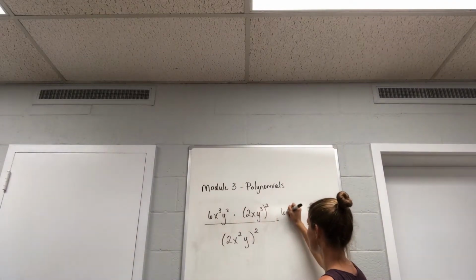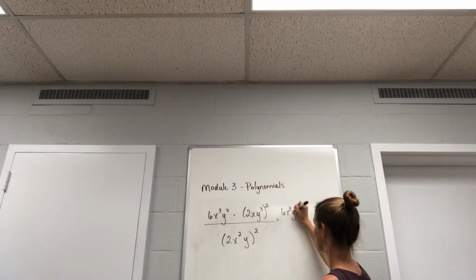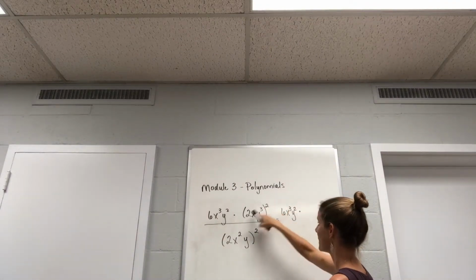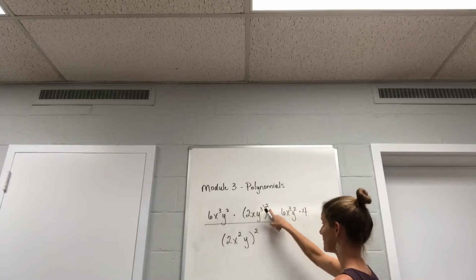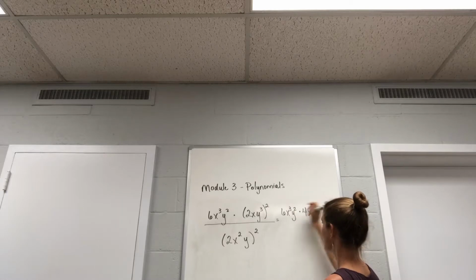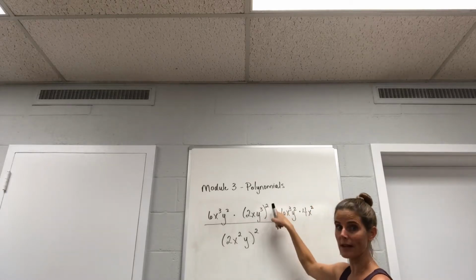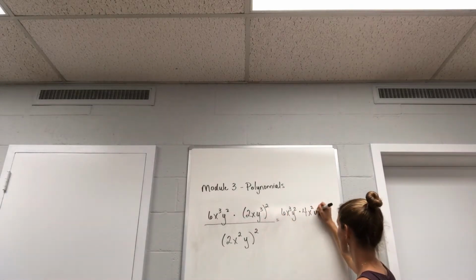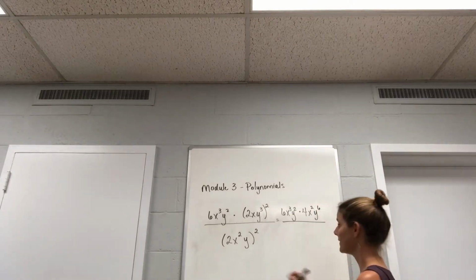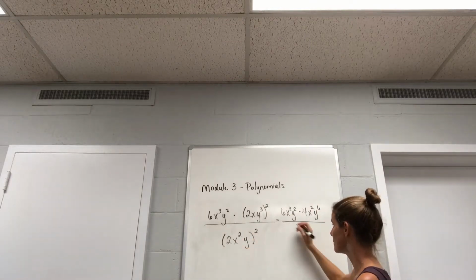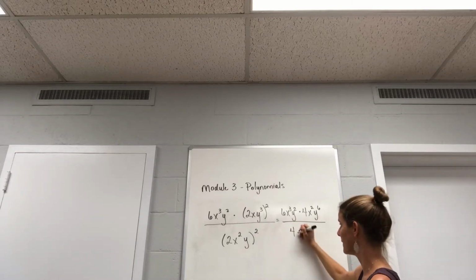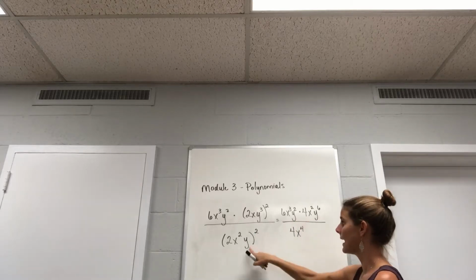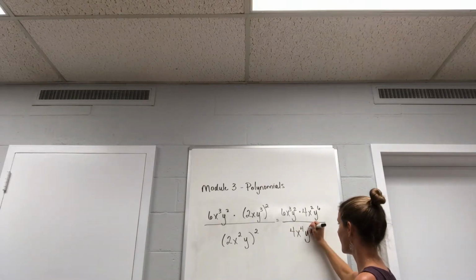So I'm going to leave that 6x cubed y squared alone, and then I'm going to go ahead and apply this. So 2 to the second power would be 4, x to the second power would be x to the second power, y to the third power raised to the second power, we multiply those exponents, so that will be y to the sixth. And in the denominator, if I apply that, 2 to the second power, again is 4, x squared to the second power, multiply the exponents, that's x to the fourth, and then y to the second power is y squared.